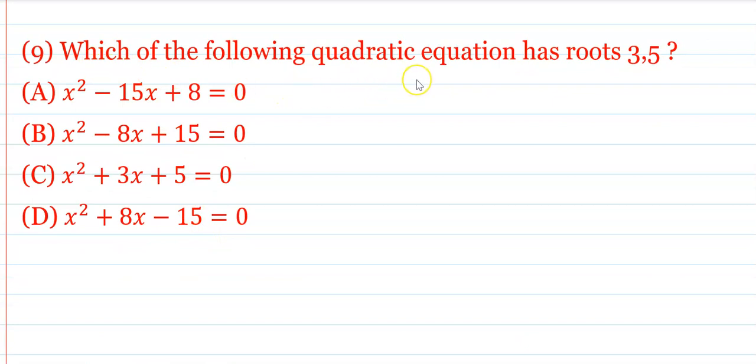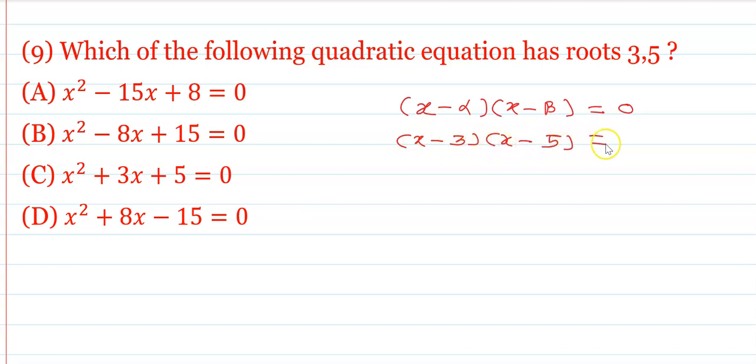Which of the following quadratic equations has roots 3 and 5? Okay. यासाठी ते quadratic equation आपल्याला सॉल्व करावं लागणार आहे. Okay. And therefore, if alpha and beta are the roots of the quadratic equation, चे alpha आणि beta जर roots असतील तर x minus alpha, x minus beta is equal to 0 या प्रकारे लिहिता येईल. Substitute the value of alpha as 3 and beta as 5. Therefore x minus 3, x minus 5, and that's equal to 0.